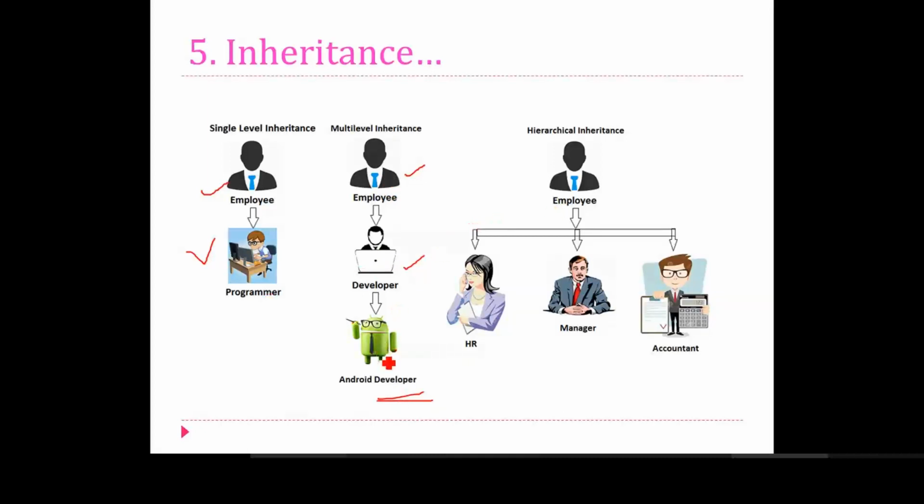Developer can be Android, iOS, Windows developer, anything. But here the specialization goes like this: this is a more generic class and this is a more specific class. And finally, hierarchical inheritance. You can see employee can be an HR, a manager, and an accountant. These three are of the same level. But here the level is different: developer is a super class, but Android developer is a subclass. Here, three different classes are of the same level. They are equally important.